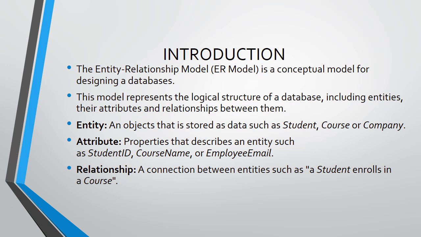The entity relationship model is a conceptual model for designing a database. The model represents the logical structure of the database, including entities, their attributes, and the relationships between them. Entity: the object whose data is stored, such as student, course, company. Attribute: the properties of the described entity, such as student ID, course name or employee email. Relationship: the connection between the entities, such as a student enrolls in a course.